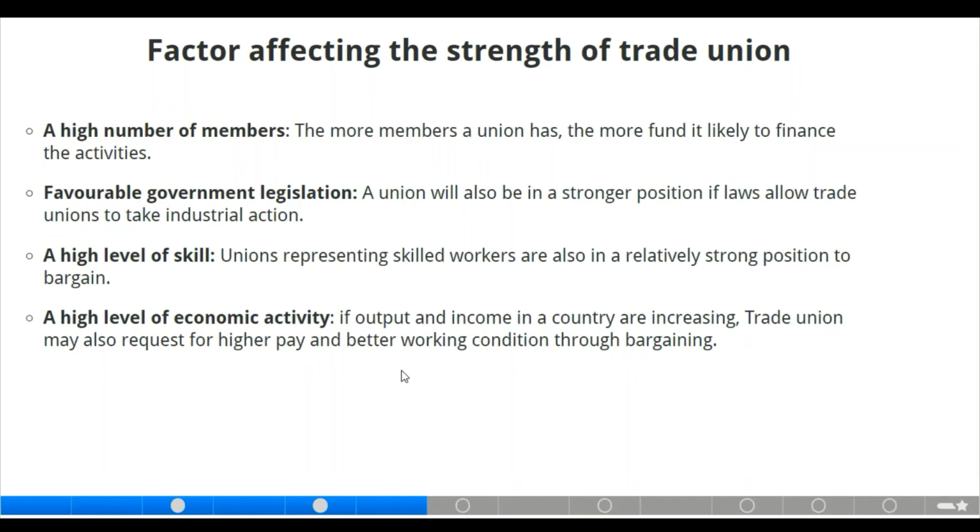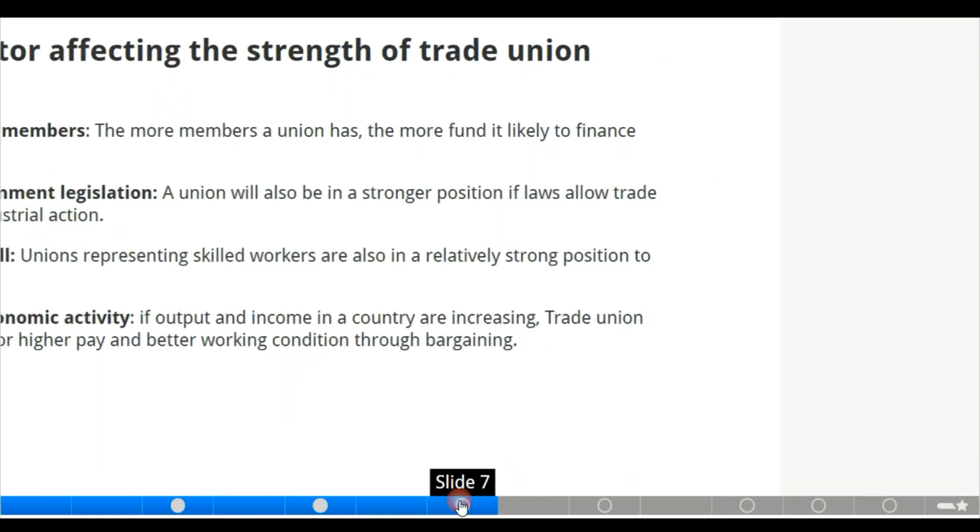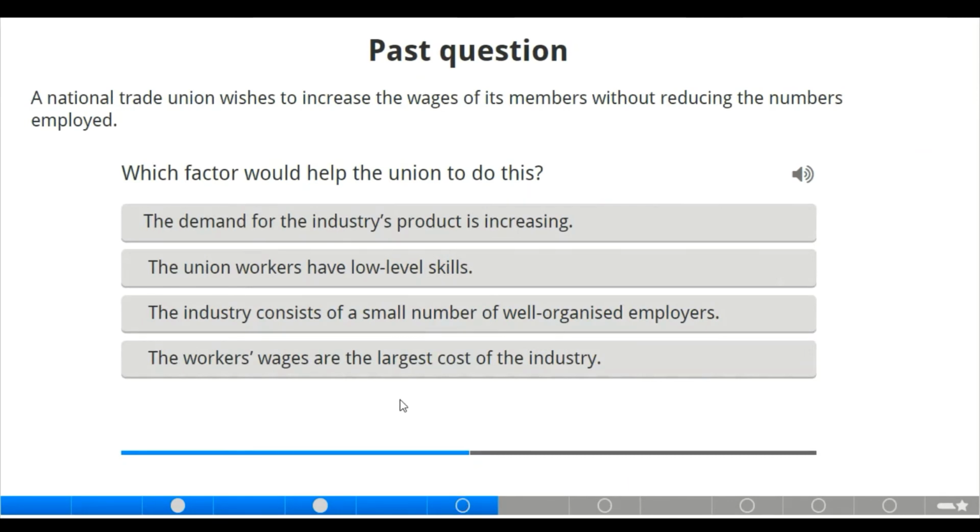Now we also have a high level of economic activity. If output and income in the country increase, of course, trade unions may also request higher pay and better working conditions through bargaining. Now we move to the next past question here. This one is talking about what?